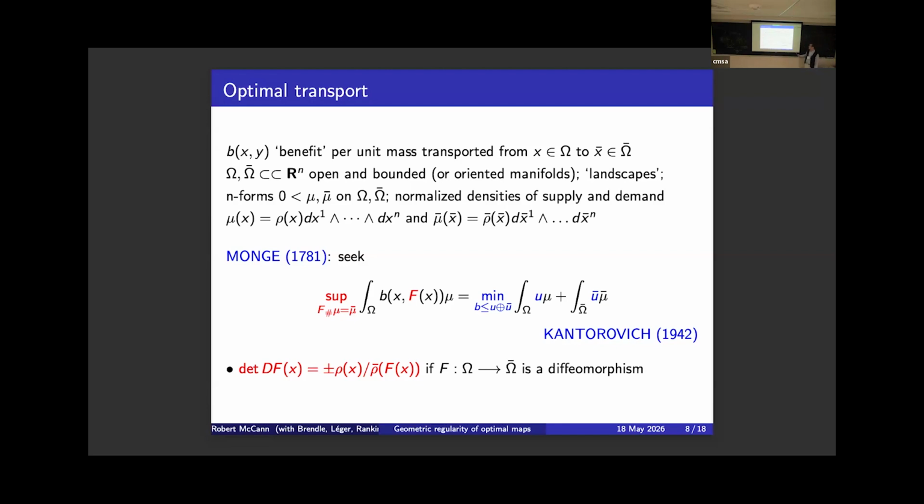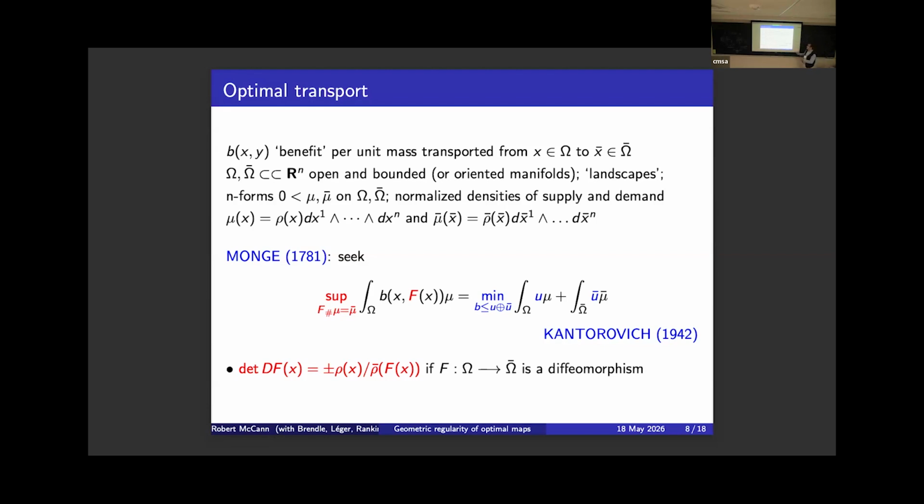And there's a sort of nice economic interpretation. So f has this constraint that it's pushing mu forward to mu bar, which when f is a diffeomorphism turns into a condition on its Jacobian determinant. So up to orientation, the determinant of the Jacobian should measure the ratio of the supply taking place at x relative to the demand at x bar. And so on the one hand, you can think of u and u bar as being Lagrange multipliers for the marginal constraints on the joint density here.